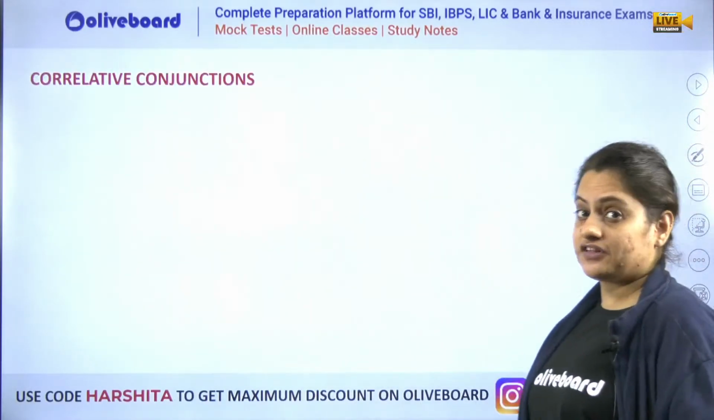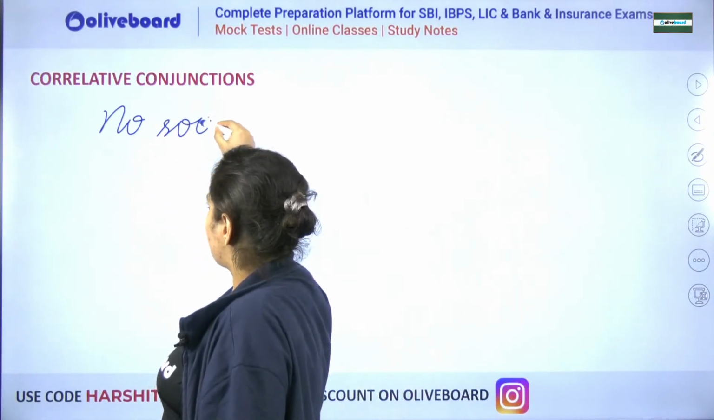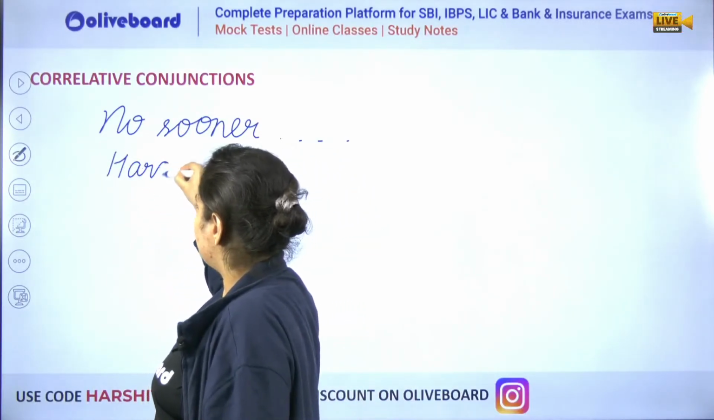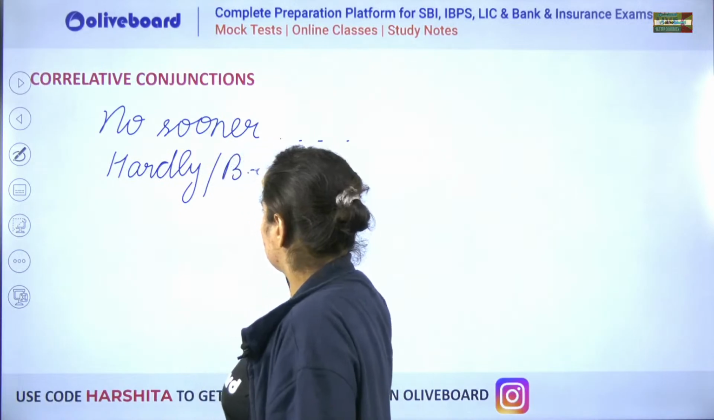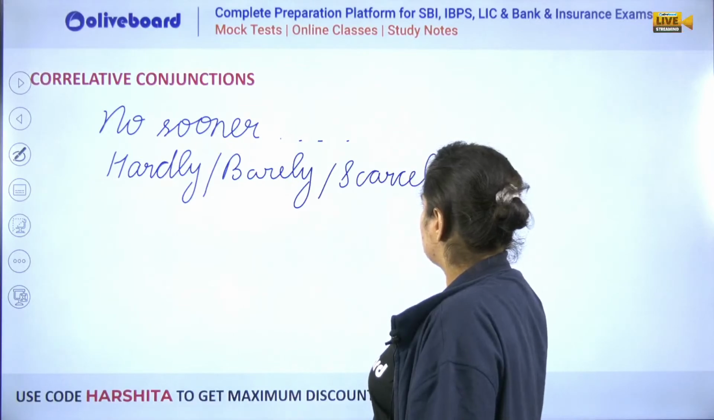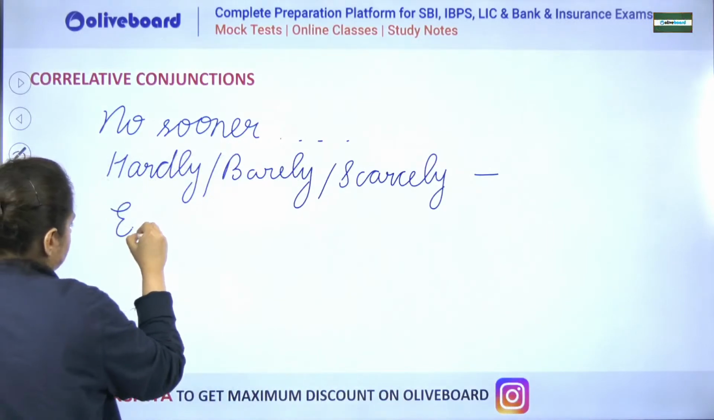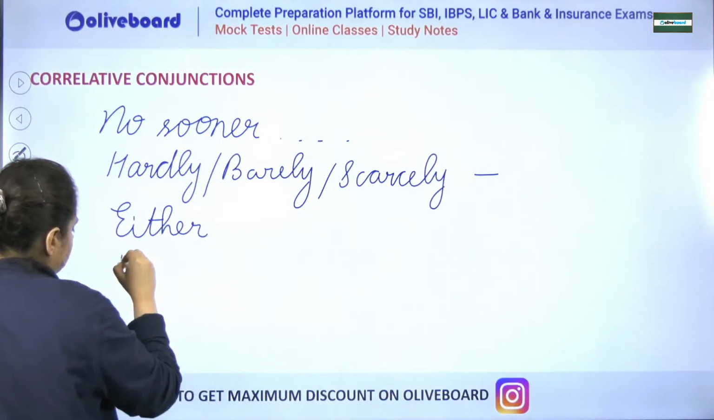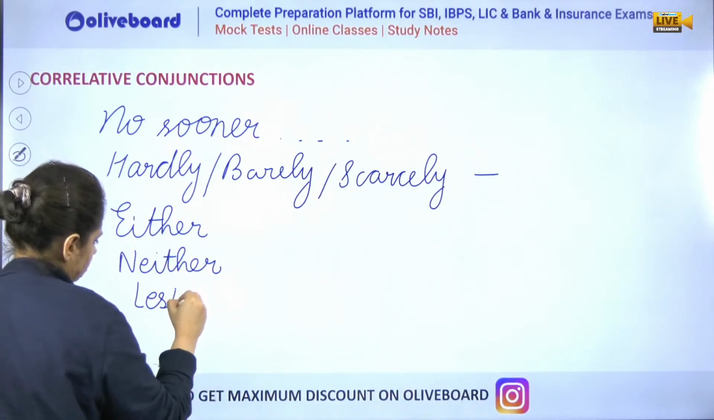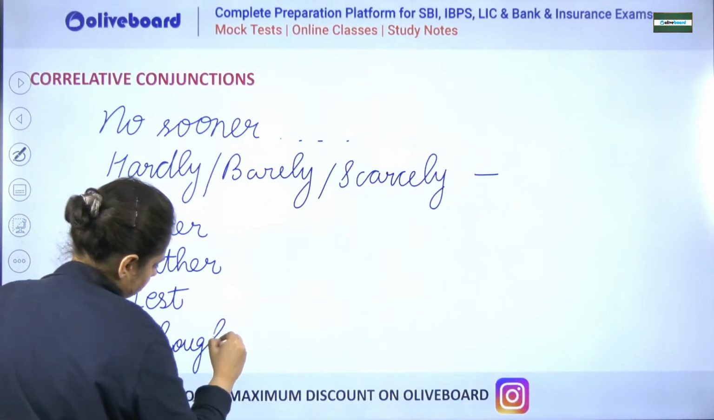Now, correlative conjunctions, everybody should know this list. So guys, tell me, what do you use with no sooner? If you have no sooner, what is the correlative conjunction with it? If you use hardly or barely or scarcely, what is the conjunction we use? If you use either, neither, lest, although, or though.